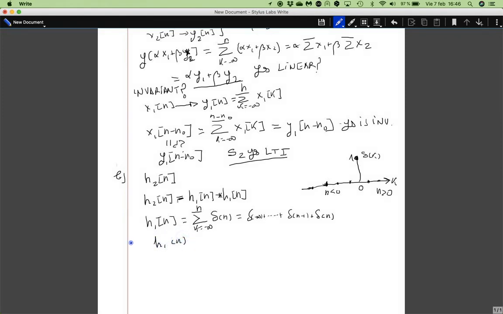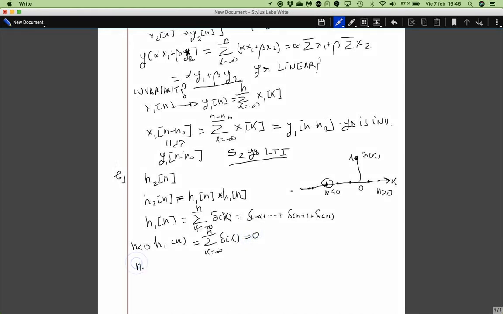Let's take the case n is negative. So in this case, h1[n], again by definition, is the summatory, sorry, this is a k, there is a typo here, this is a k, and this k is what I have plotted over here. So this is the summatory from k minus infinity up to n of delta[k]. But in this case, n is negative, so we are exactly in this case. If I make the summatory all the way from minus infinity to n, what am I summing? I am summing zeros everywhere. So basically this is 0.